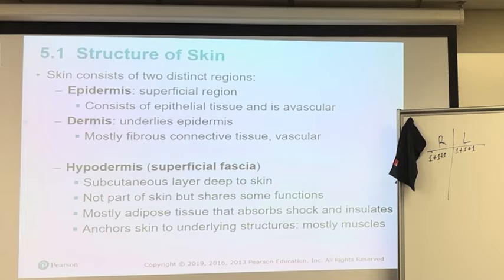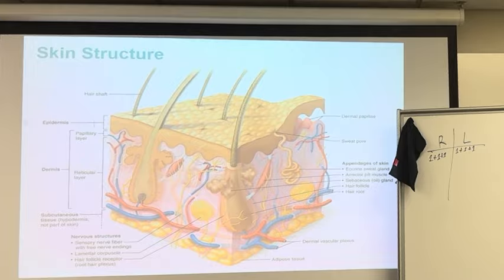Underneath the skin, you have the hypodermis or superficial fascia, which is basically not part of the skin, but is just the subcutaneous layer deep to the skin. So not part of the skin, but they share some common function. So what are they made up of? They are mostly made up of adipose tissue. So what is the function of the adipose tissue? They absorb shock and insulate, maintain the temperature, store nutrients, all this, right? They anchor skin to underlying structure, mostly muscle. Right underneath you have the muscle.